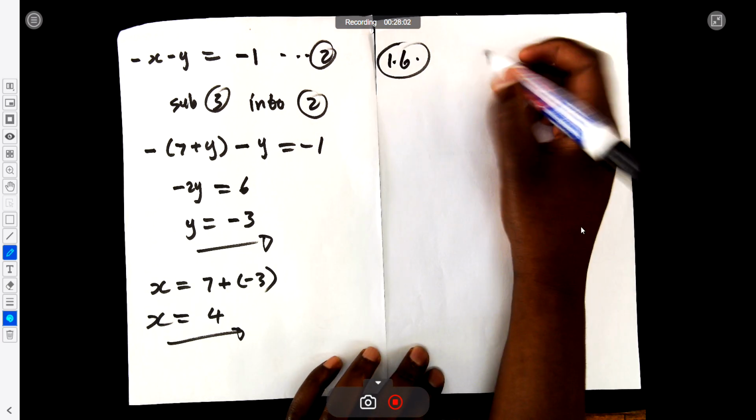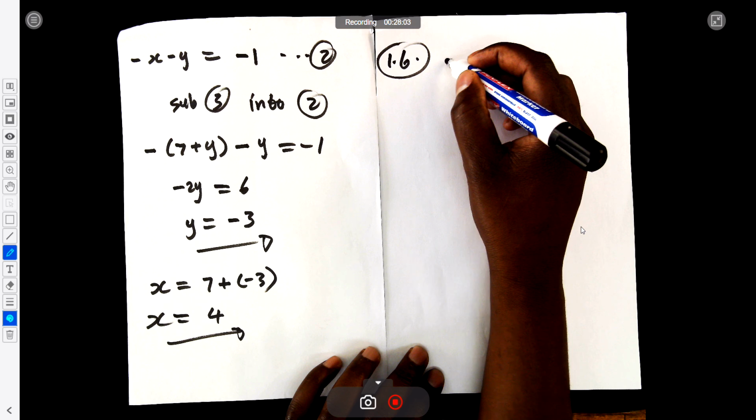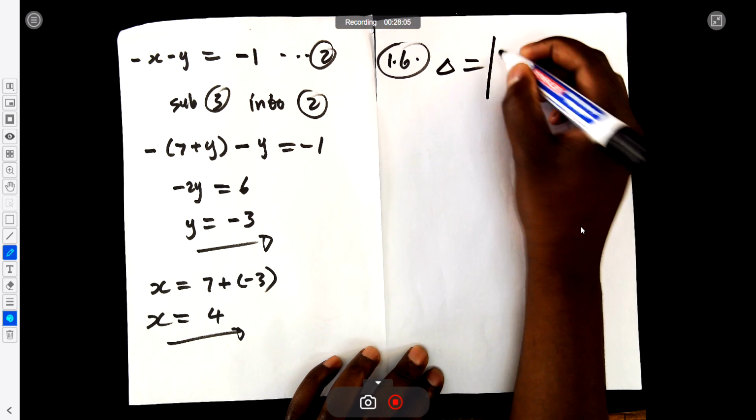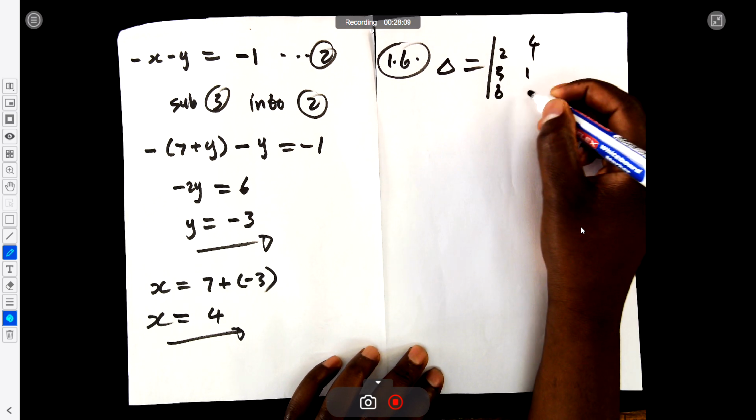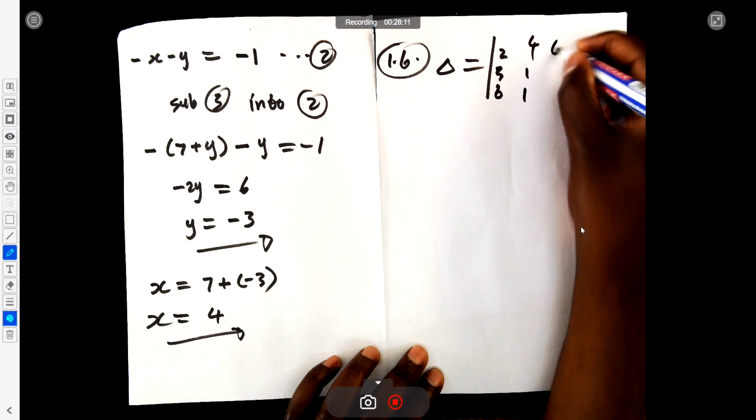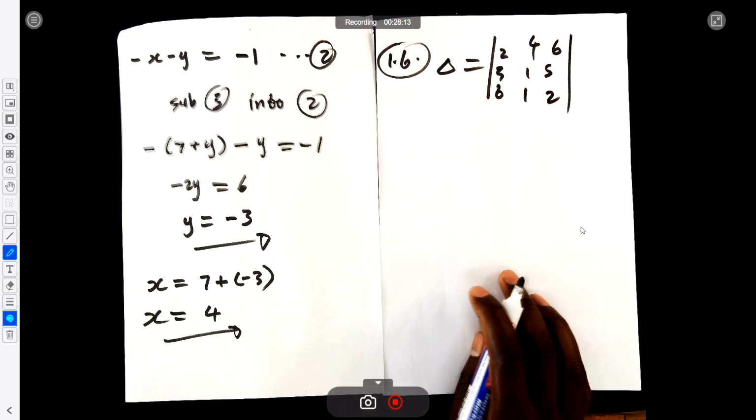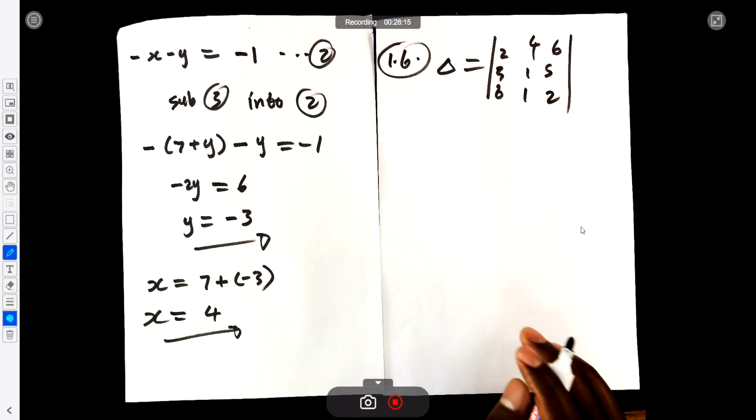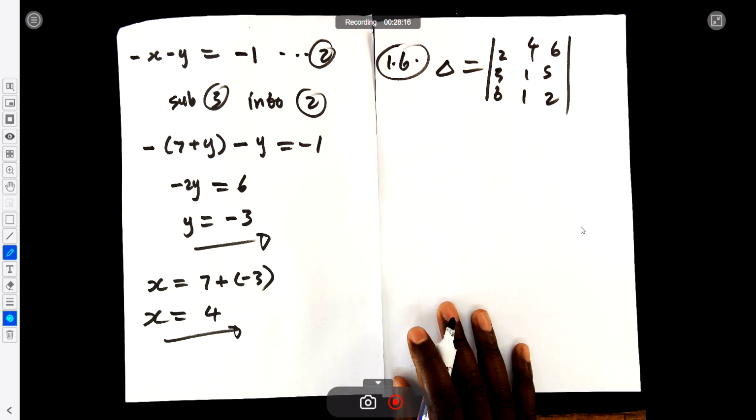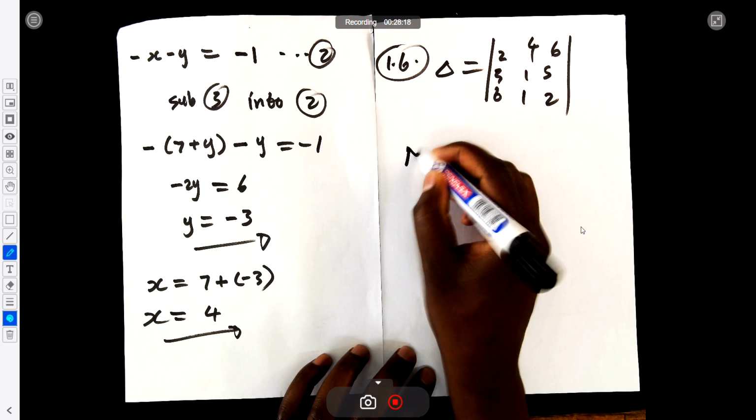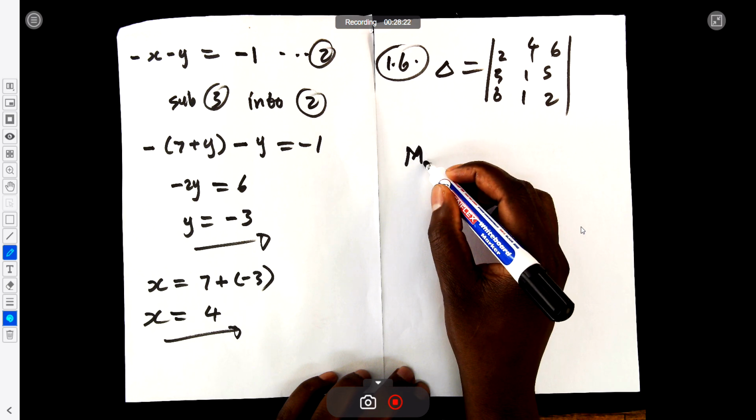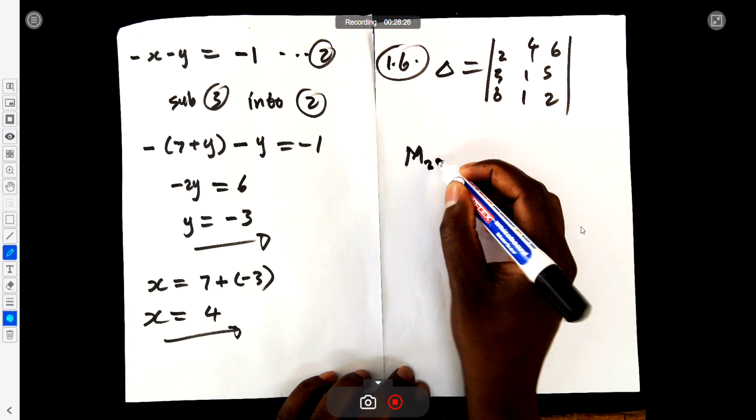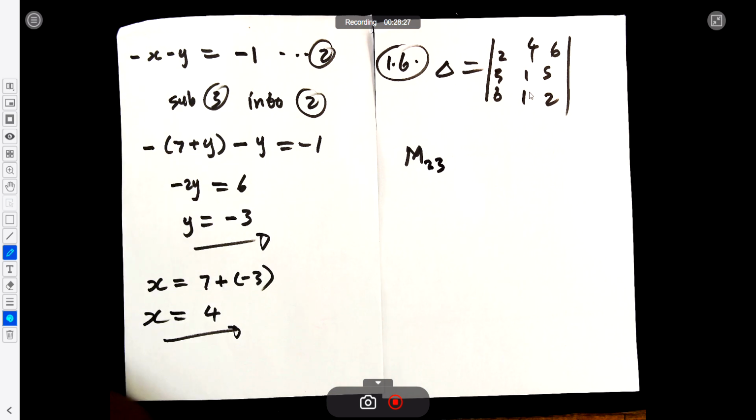Okay, 1.6. I want to go to the determinant 2, 3, 6, 4, 1. Sorry for rushing. 1, 6, 5, 2. It says we must determine the minor of 5, right? Minor of 5. Where's 5? 5 is in row 2, column 3.